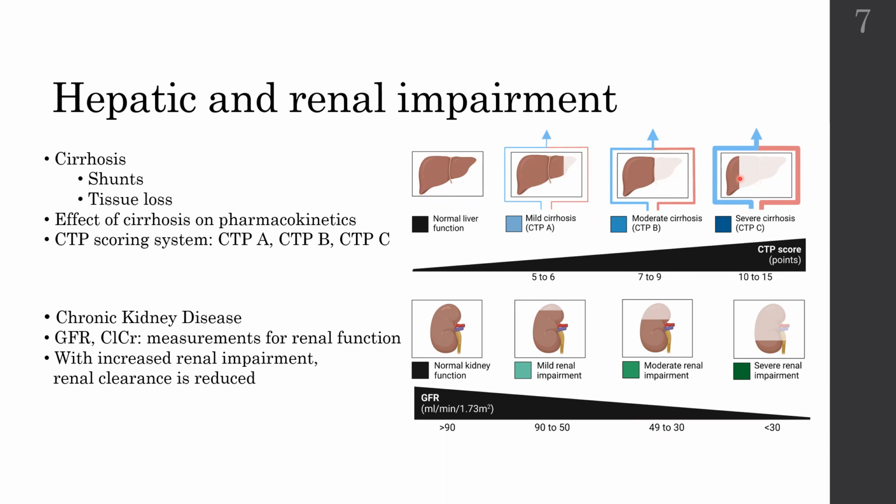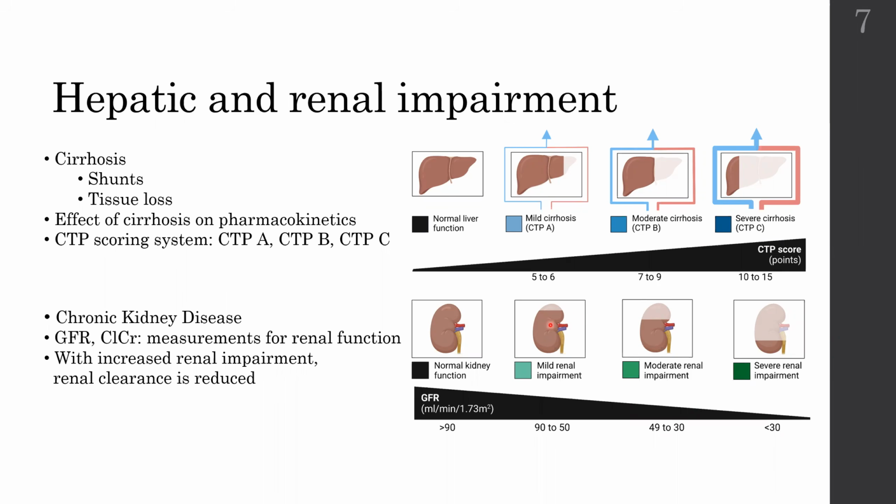And therefore, a major fraction of pravastatin is not able to reach the liver, and the liver has a reduced effective volume for the elimination of pravastatin. And consequently, the pharmacokinetics of pravastatin could be affected. So the Child-Turcotte-Pugh, or CTP, scoring system indicates how severe the cirrhosis is. Class A indicates mild cirrhosis, class B indicates moderate cirrhosis, and class C indicates severe cirrhosis.